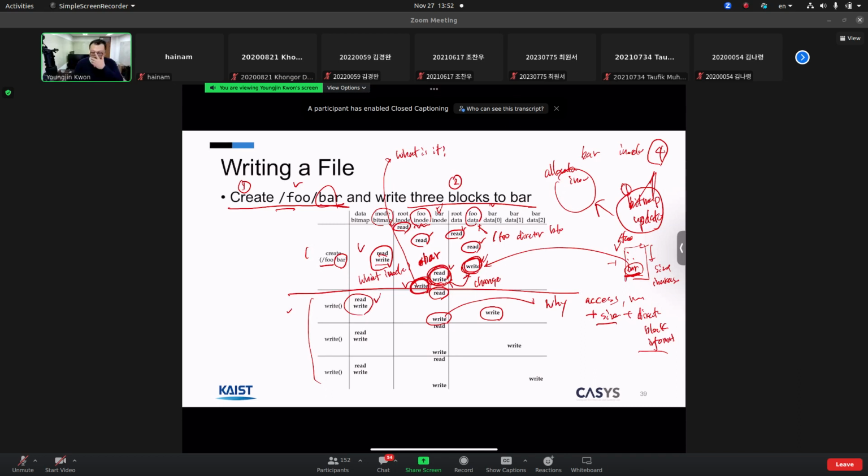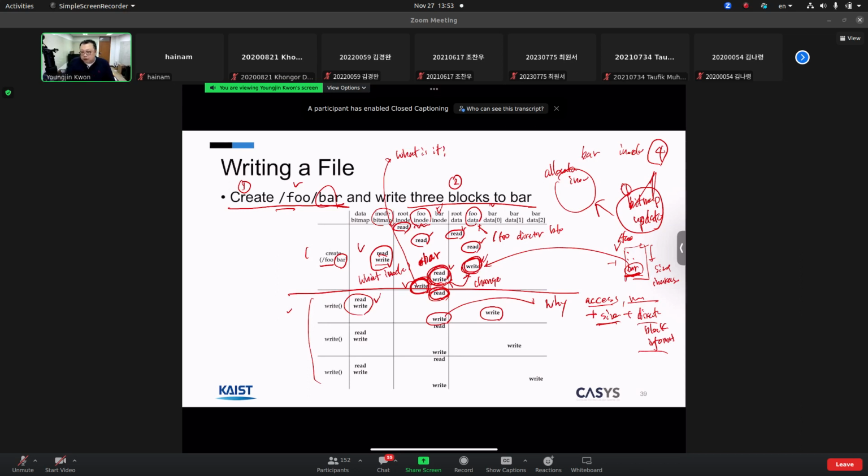So we update the inode. Someone asked the question: why is the read operation of the bar inode needed before the write? Again, you want to write data, and writing data may require modifying the inode's state, for example access time, modification time, size, and direct blocks. So you have to read it and update the bar inode. They may cache it, but the read operation is required. Does it make sense?